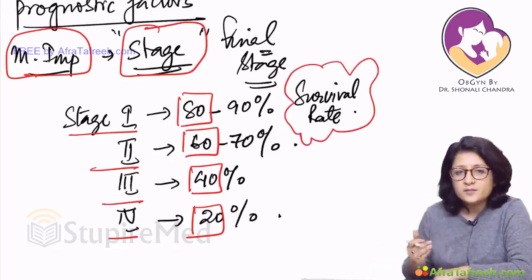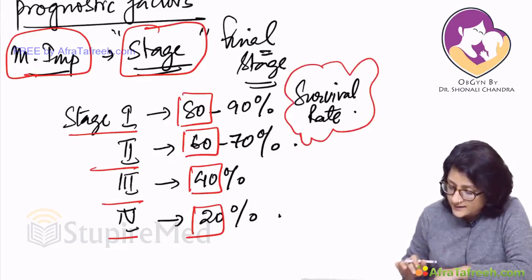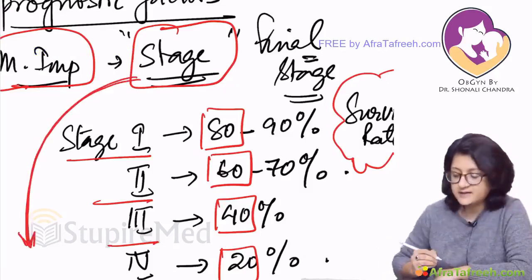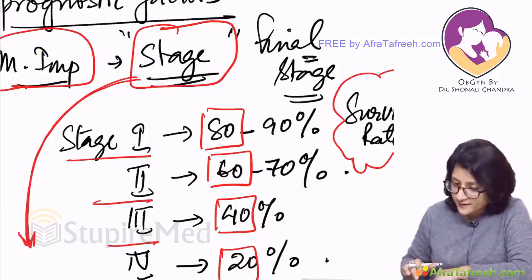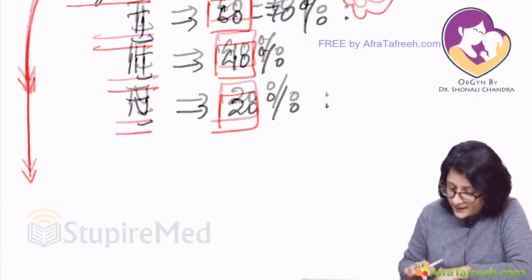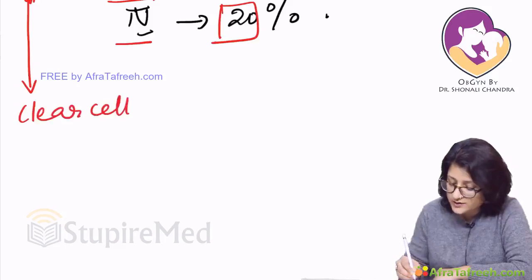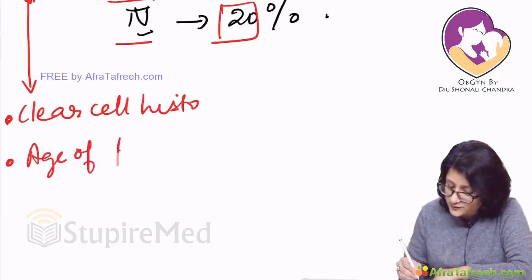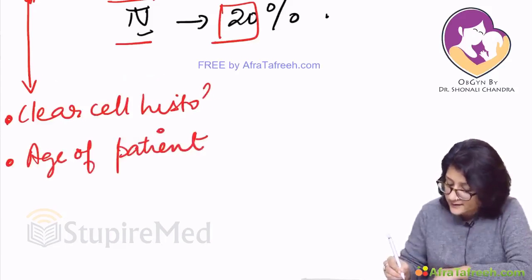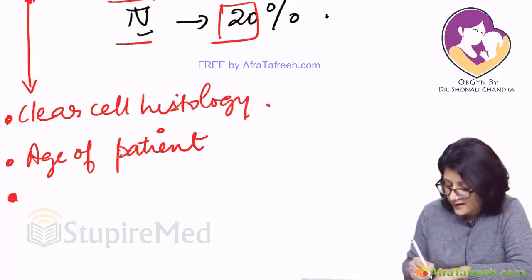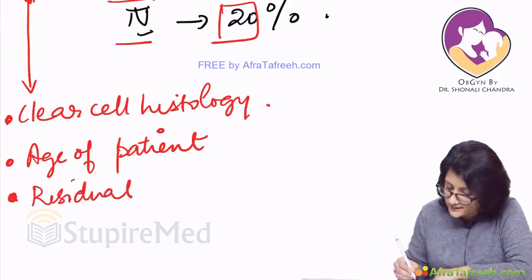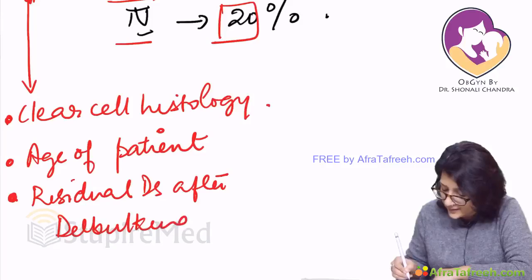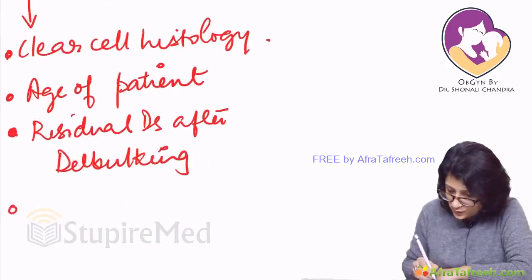Okay. Then the other important prognostic factors are basically all the factors which determine the stage. All the factors which determine the stage are separate prognostic factors. Like I told you, clear cell histology is poor prognosis. The age of the patient, if she is older, then there is poor prognosis. Then we have the residual disease after debulking. If we are not able to completely debulk the tumor, then also the prognosis worsens.